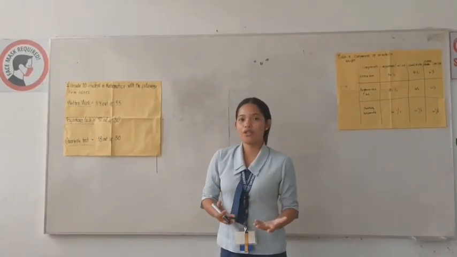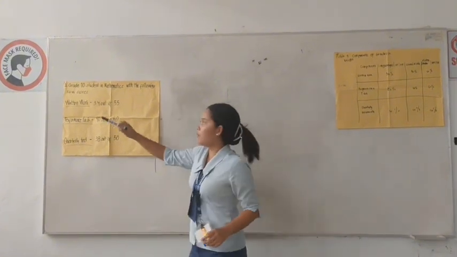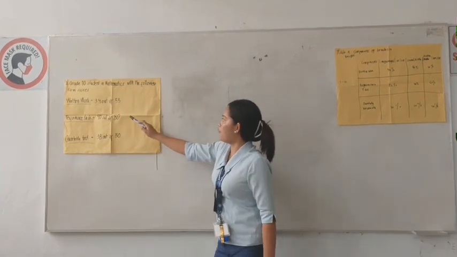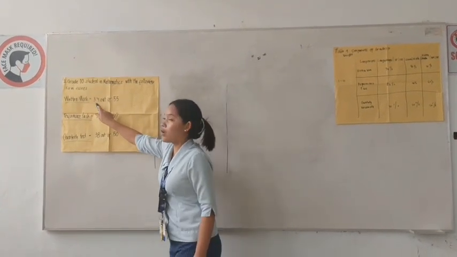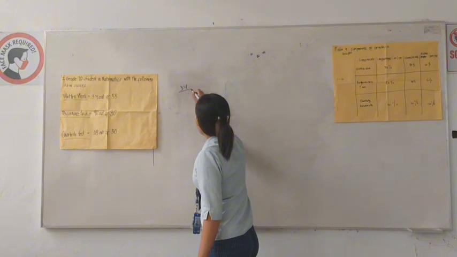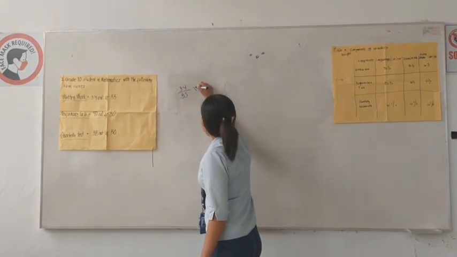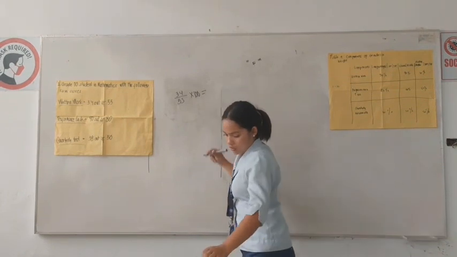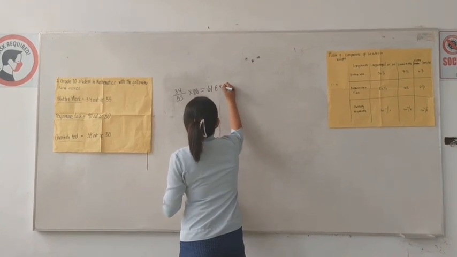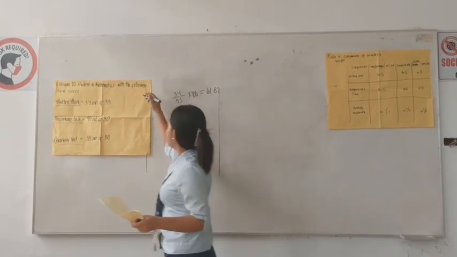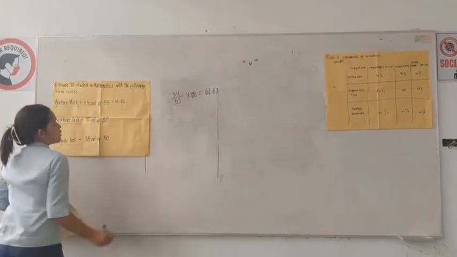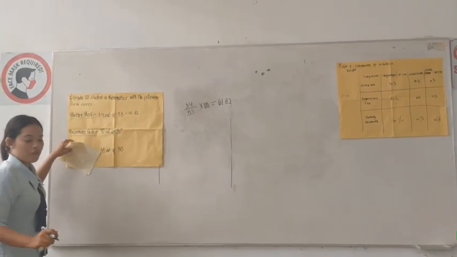So this is the continuation of task 1B. This is for number 2. Grade 10 students in mathematics with the following raw scores. For written works, 34 out of 55. This is the raw score and this is the highest possible score. So 34 divided by 55 times 100, total of 61.82.